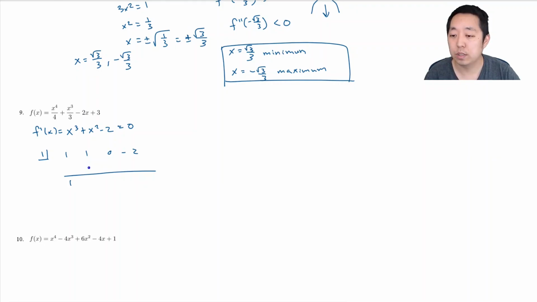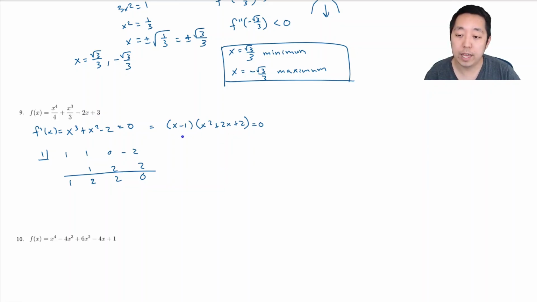The factors are x minus 1 and x squared plus 2x plus 2. Now, let's confirm. If I were to FOIL this out, I would have an x cubed, then a 2x squared minus an x squared, that'd be a positive x squared. Then I have a 2x minus a 2x, that'd be 0x, and then a minus 2. So that works. So it is equal to this, and I want to know when this is equal to 0.